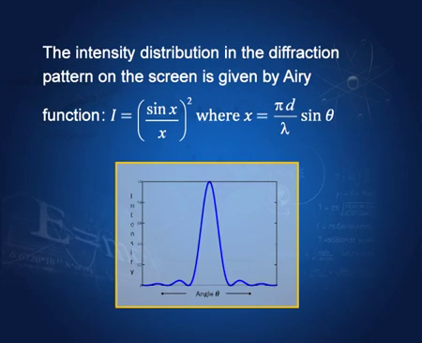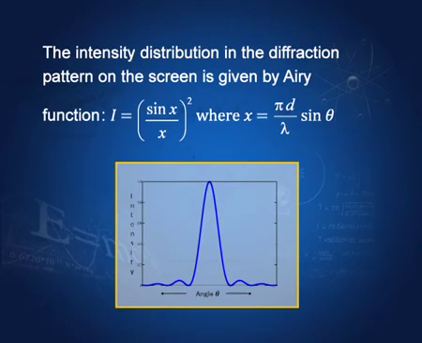So, you can see that there is a huge maximum at theta equal to 0, and as we go away from this point, we have a pattern of bright and dark regions. So, there is a huge maximum at theta equal to 0, that is the Airy function. The width of the central maximum is much larger than the geometrical width of the slit. What I mean to say is this is much larger than the slit itself.